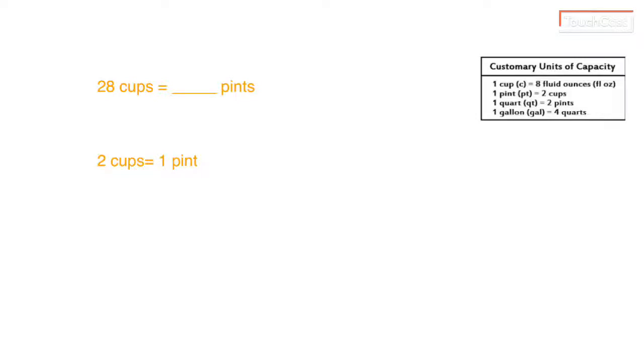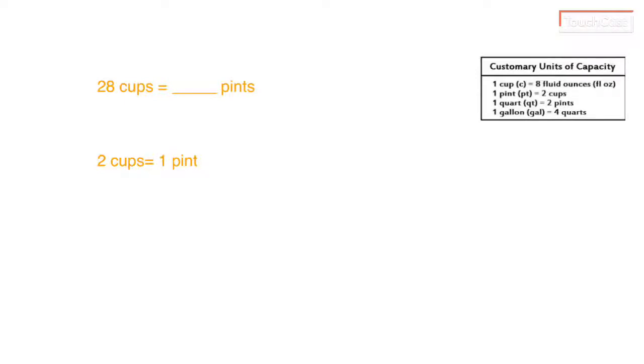So here's how we're going to solve a capacity problem. What if I have 28 cups and I want to figure out how many pints that is? The first thing you want to think about is, what is the conversion that I know that I can take cups to pints with? And that conversion is 2 cups equals 1 pint. So what if I have 28 cups?